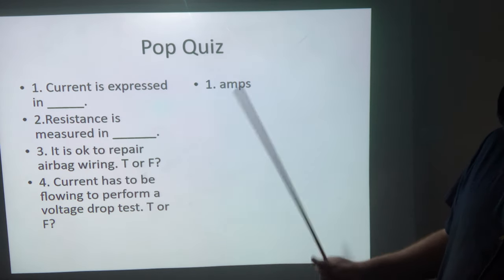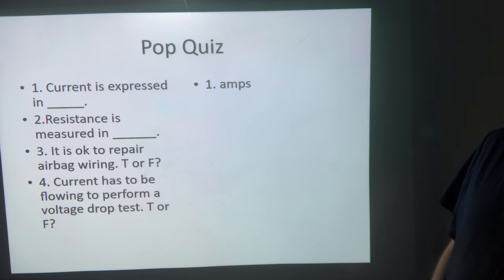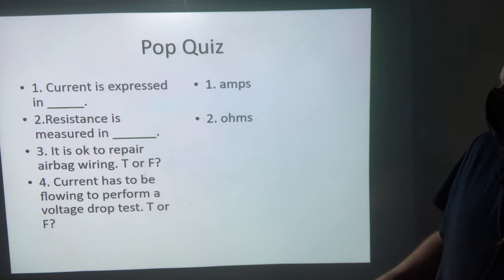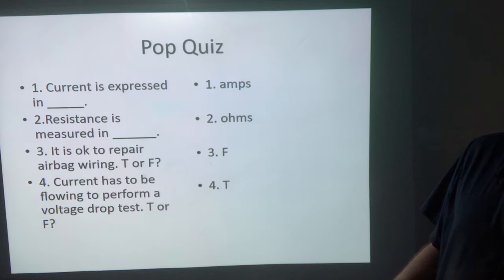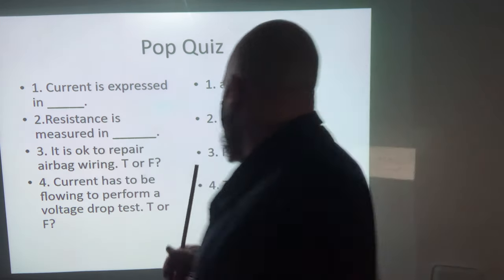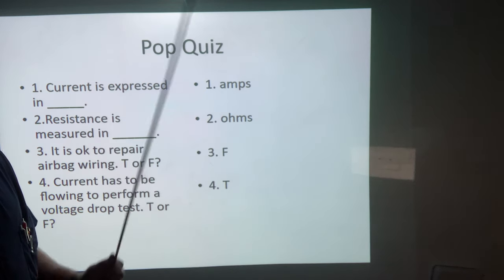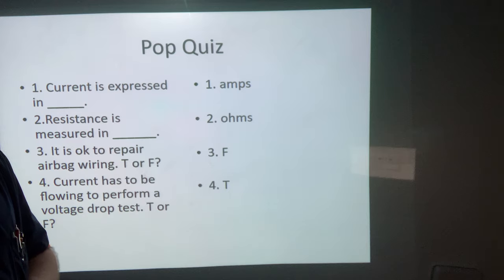Current is expressed in amps. Resistance is measured in ohms. Good job. It is okay to repair airbag wiring, true or false. Current has to be flowing to perform a voltage drop test, true or false. False. True. In order to do a voltage drop test, you have to have a current. But if you're trying to measure resistance, then you need to have no current flowing. It's going to give you false readings.